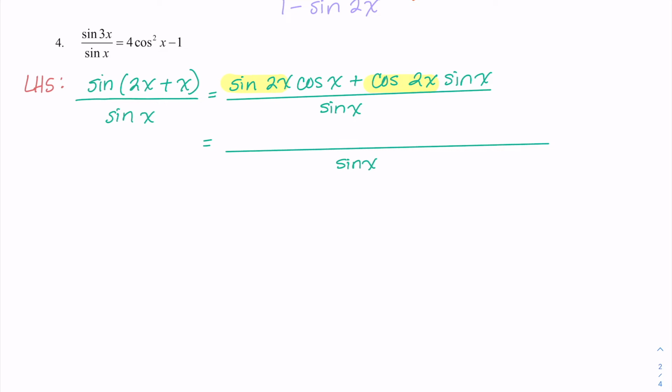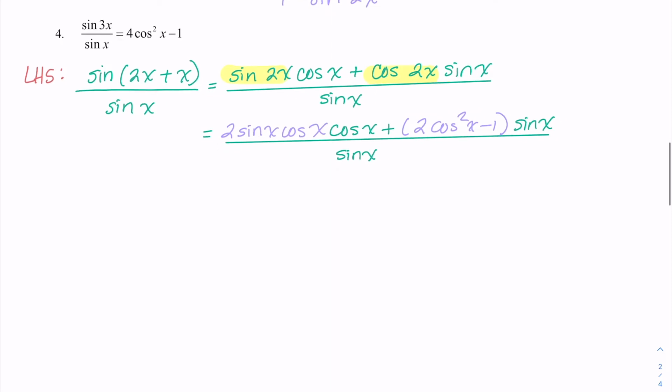And so now the double angle formula for the sine is 2 sine of x, cosine of x, and we still have the cosine of x. And now we'll write the double angle for the cosine of 2x. And we will use 2 cosine squared x minus 1. And we'll multiply that by the sine of x.